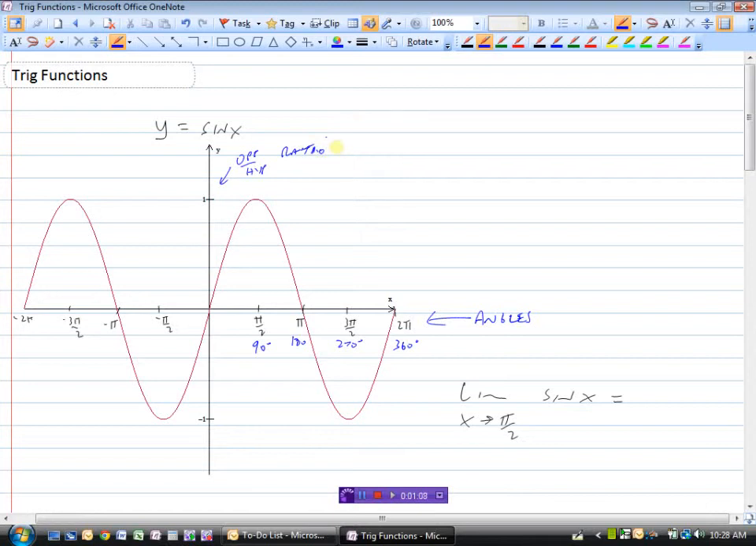What you should be able to do is, given a picture of the graph, determine what the limit is of this function. Here's a picture, and all of you should be able to say what the limit of sine x is as x approaches pi over 2. Here's pi over 2. What would be the limit as we approach pi over 2 from the left? 1. What's the limit as we approach pi over 2 from the right? 1. So just looking at this graph of sine x, we can see that the limit as x approaches pi over 2 of sine x would be 1.